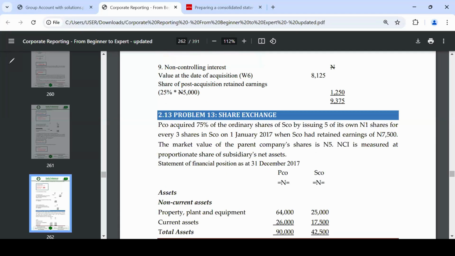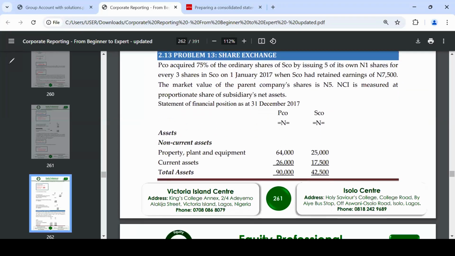Okay. Now, what about if the consideration is neither contingent nor deferred consideration, but it is a share exchange? I believe this one is very simple. You have a case whereby rather than make a cash payment, the parent has decided that they are going to issue its own shares in exchange for that of the subsidiary. Of course, they will either be issuing more or their own shares is valued more. So let's look at how that works, how that pans out.